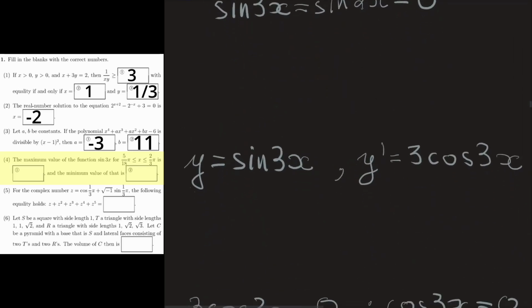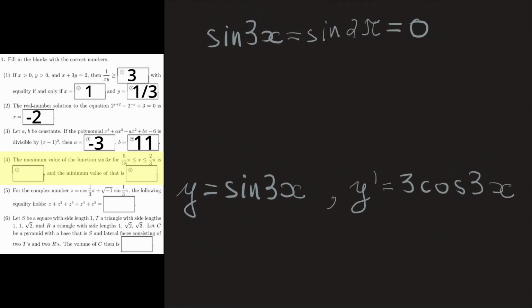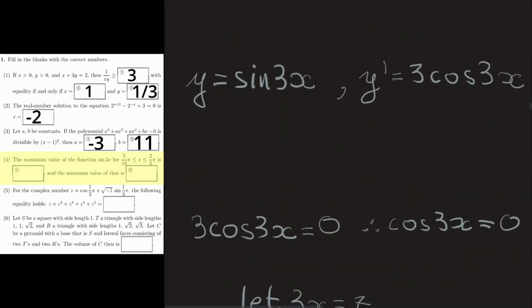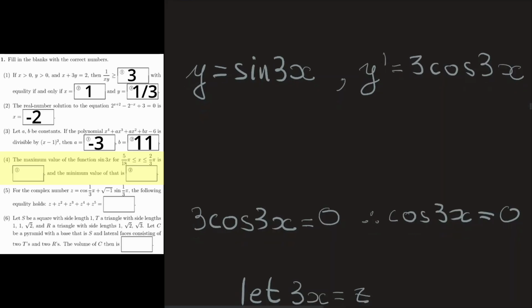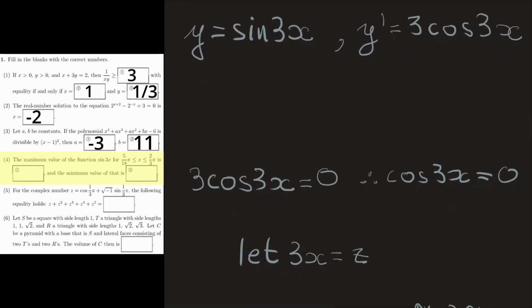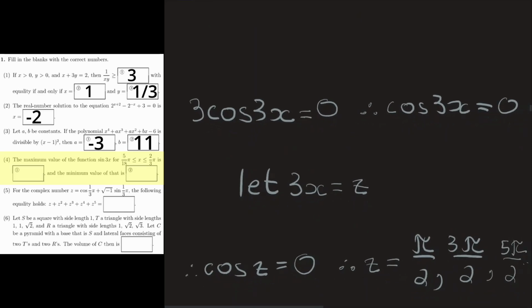So now we can find the derivative, which is equal to 3 times cosine 3x. If we set the derivative equal to 0, then we find the points at which our function has a tangent of 0, which can possibly be a minimum or maximum. So if 3 times cosine 3x equals 0, then of course just cosine 3x also equals 0. To make things a bit easier to follow, I'm going to let 3x equal z. We need cosine of z equal to 0, which means that z must be pi over 2, 3 pi over 2, 5 pi over 2, or so on.